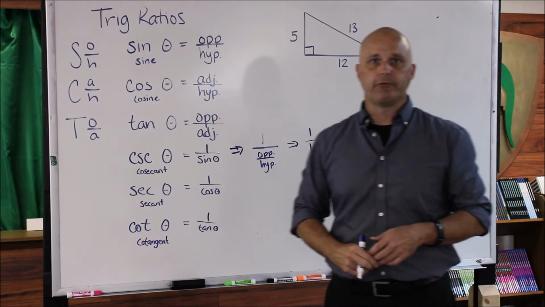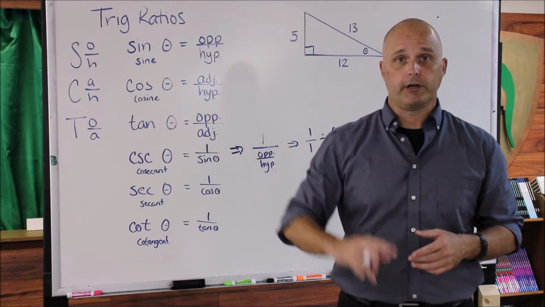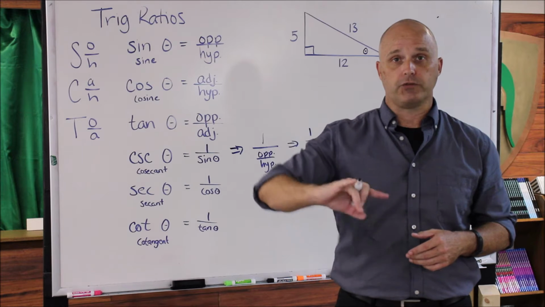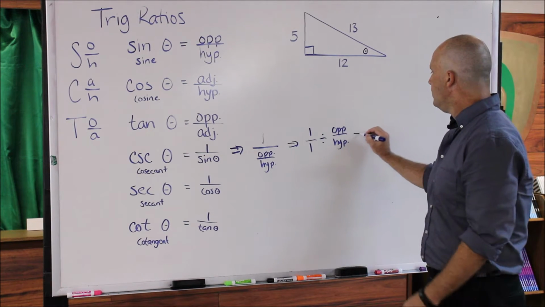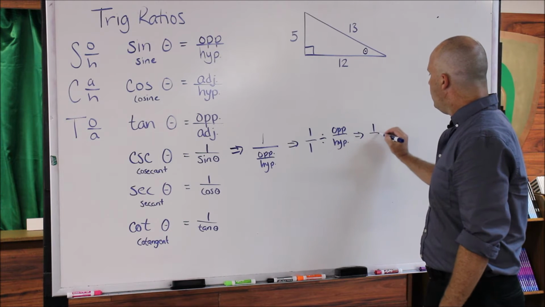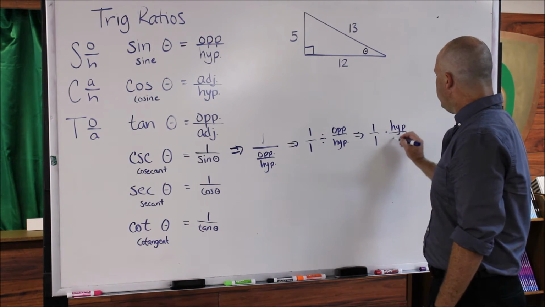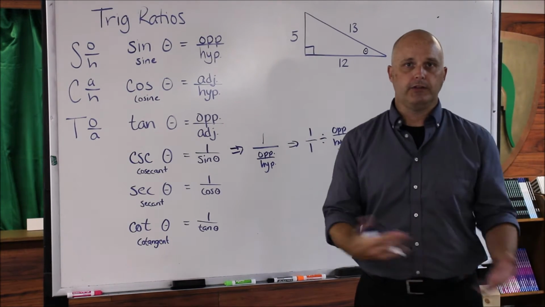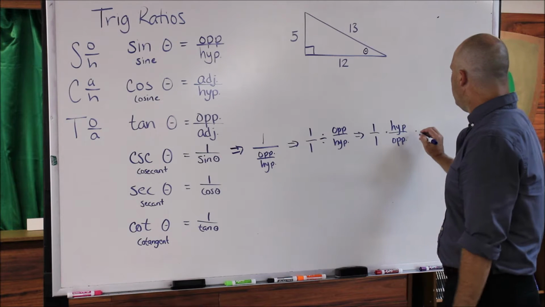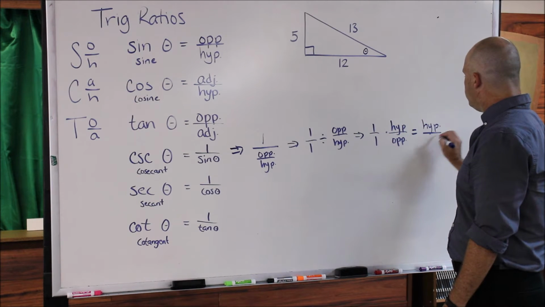Now you just have to go back to the rules you learned about dividing fractions. Whenever we divide fractions, we take the second fraction, flip it, and change the division sign to multiplication. So this becomes 1 over 1 times the hypotenuse over opposite. And then anything times 1 is just itself. So this works out to hypotenuse over opposite.